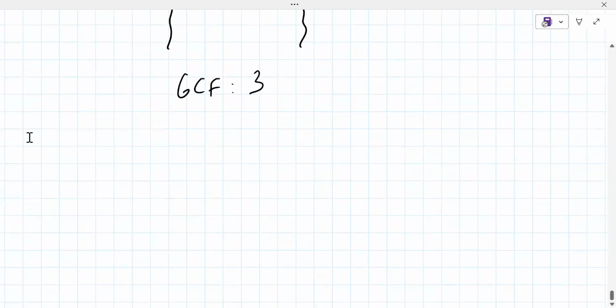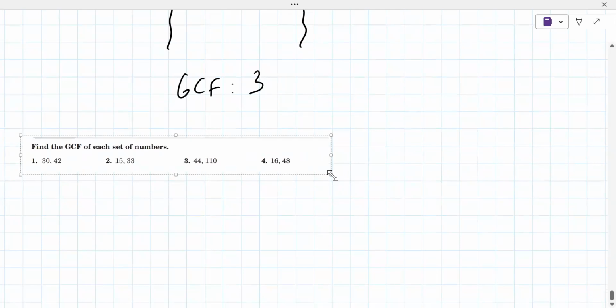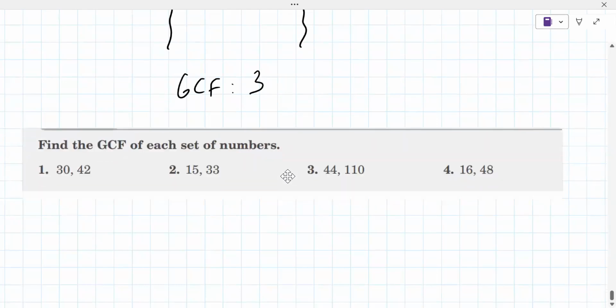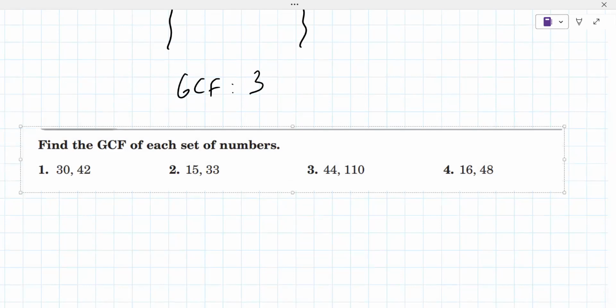So 3. Here's what I'm going to do. I'm going to put in the notes a couple of problems for you to try for homework if you want. It'll also help me know where we should pick up next time. But we are going to stop here for today.